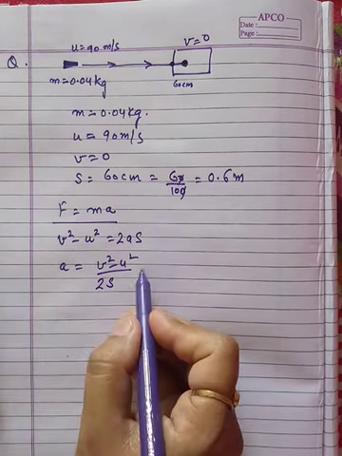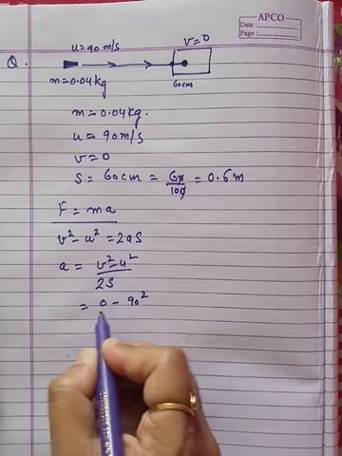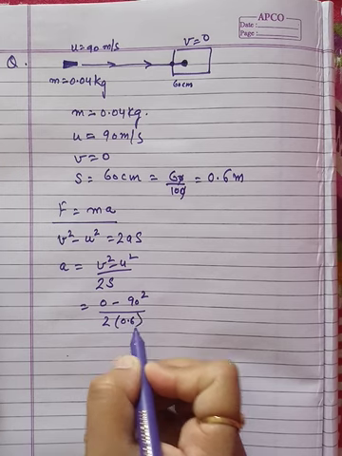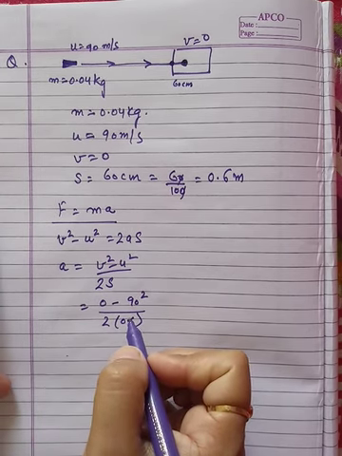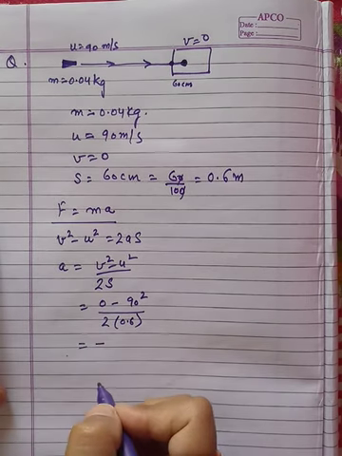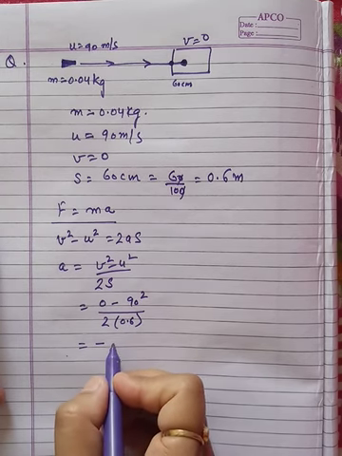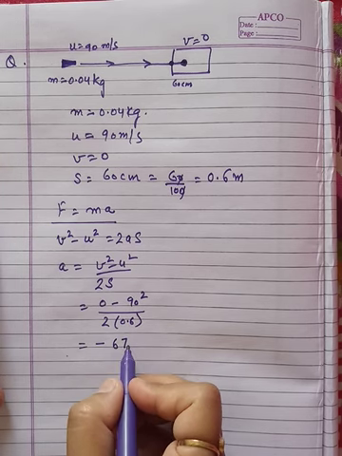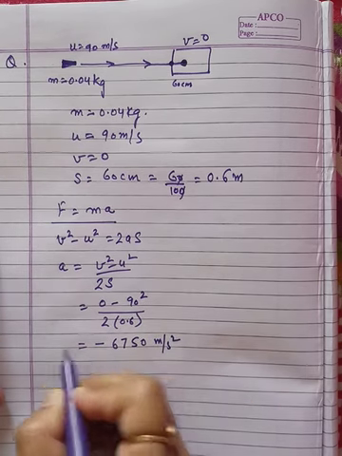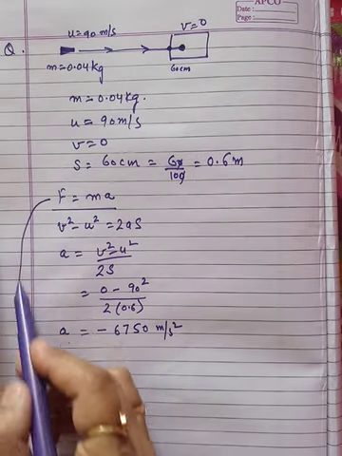Okay, so what is v? It is 0. What is u? It is 90 square divided by 2s, what is s? s is 0.6. Okay, so this we have to calculate. When we calculate this, acceleration is coming out to be negative over here, and it will be minus 6750, I have calculated it earlier. It is meter per second square. So this is your acceleration.